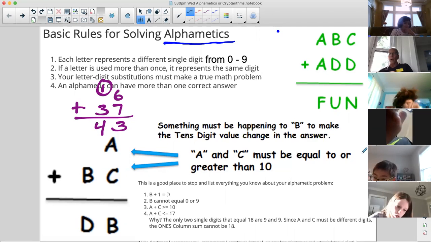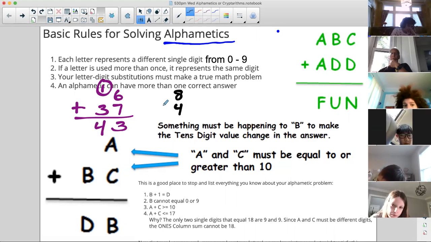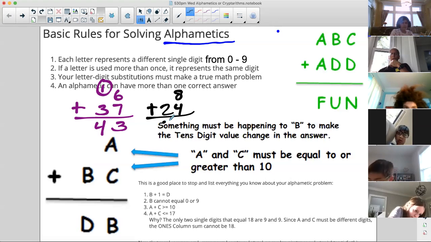Okay, Adalia, go for it. And with Jesse, when you're ready, you can unmute yourself. 8 and 4 for A and C worked for me. But why don't you give me like 8 plus something? You want to say 8 plus 24 equals? 32. And that is correct and no violations.